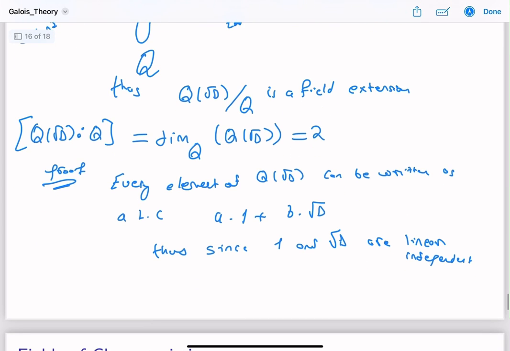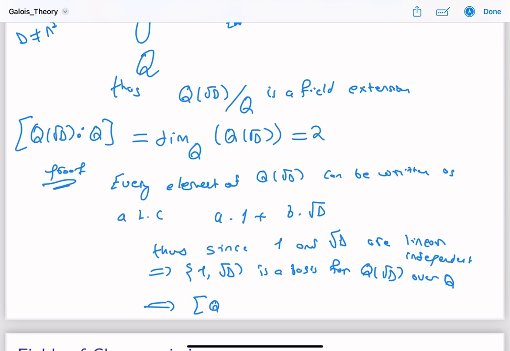Since these two elements are linearly independent, then 1 and square root of D is a basis for Q square root of D over Q, and thus the dimension of Q square root of D over Q is 2, because this is the size of the basis to that vector space. And what do we mean here when we say these are linearly independent?